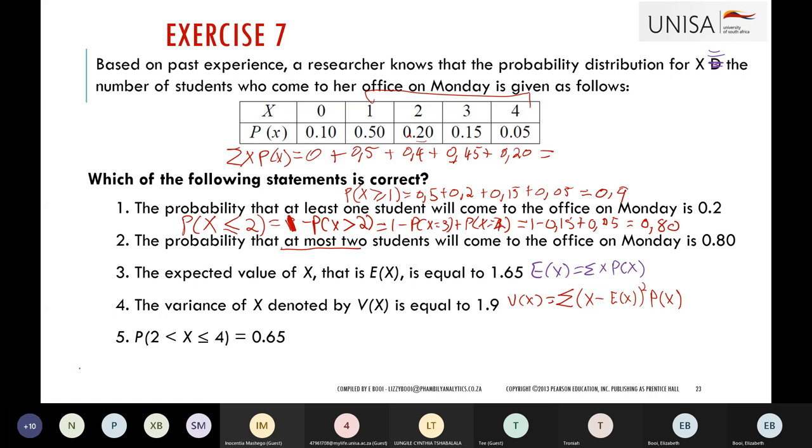0.05 plus 0.04 is 0.09, plus 0.45, plus 0.20 gives us 1.55. Am I having the right answer? Yes. It's 1.55, yes. This would be equal to 1.55. And we know that that is wrong. This is going to be wrong as well.